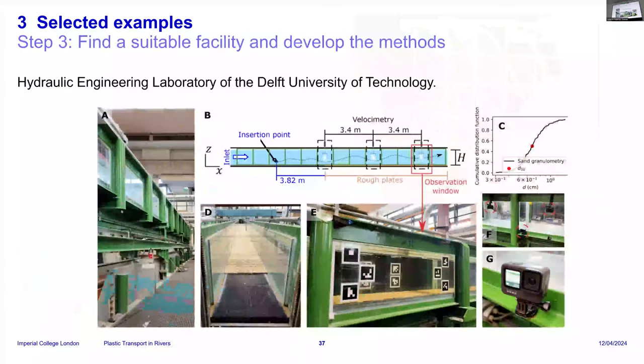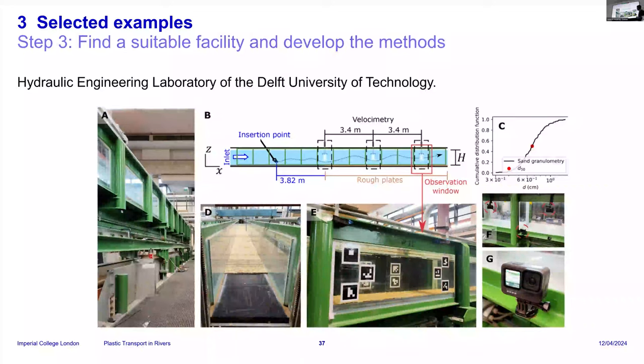Step three, find a suitable facility and develop the methods. When I was in Delft, I was working at IHE Delft, which is a wonderful institute, but we didn't have a hydraulics laboratory. So how am I going to do experiments if I don't have a laboratory? I need to find a suitable facility. In that case, we contacted the hydraulic engineering laboratory of Delft University of Technology. We did some arrangements and they allowed us access there to set up our experiments. We chose a flume, not the biggest one, because these were our first experiments, so we wanted to be in control, but big enough to be physically consistent. We'll talk about the scale effects a little bit at the end, okay?